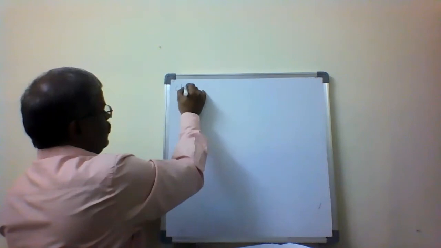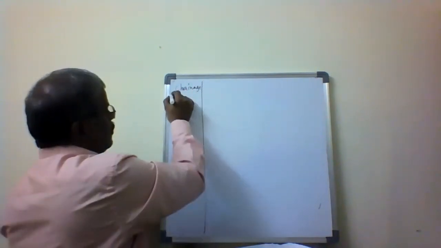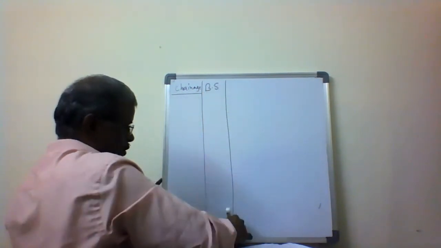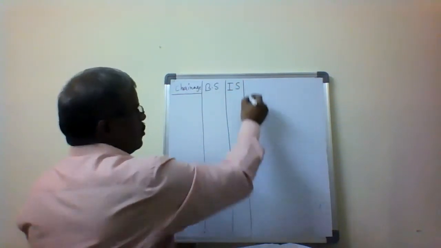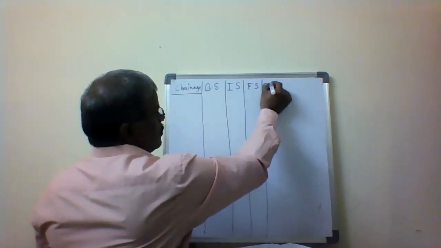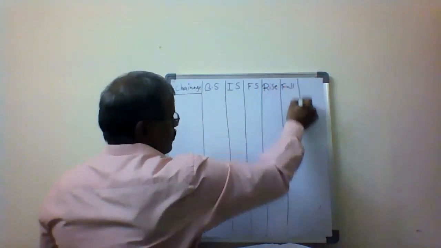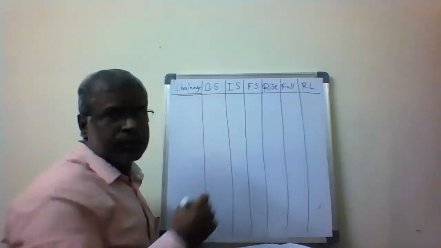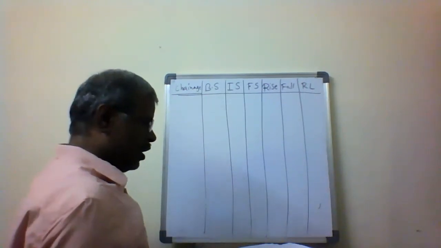So the chainage is given. Yes. The table has columns for backsight reading, intermediate sight reading, foresight reading, rise or fall, and RL.